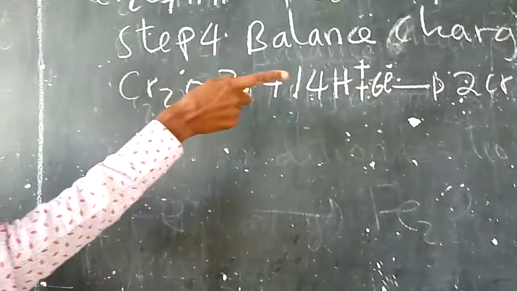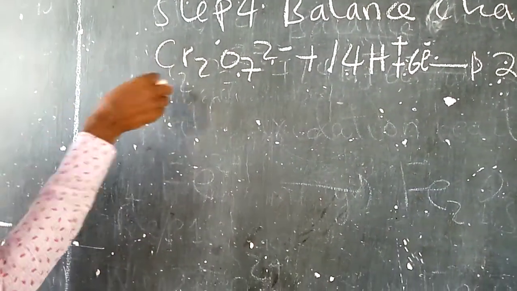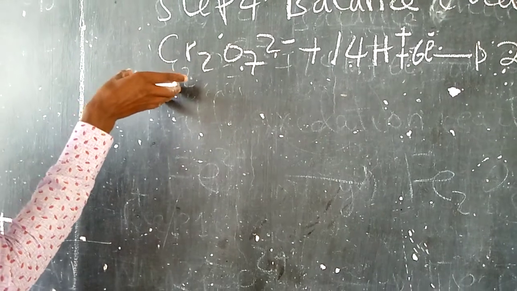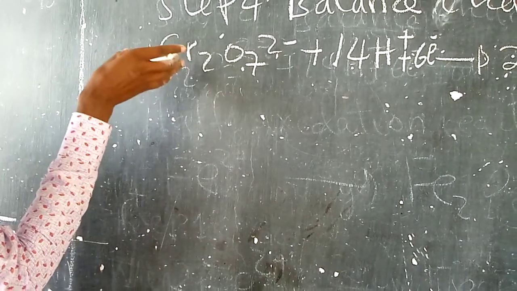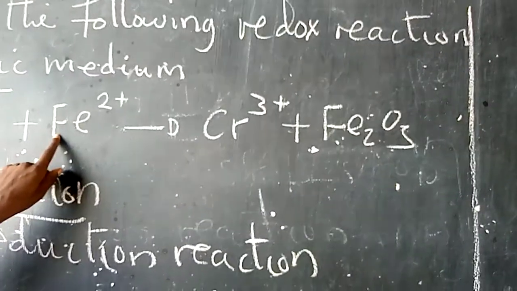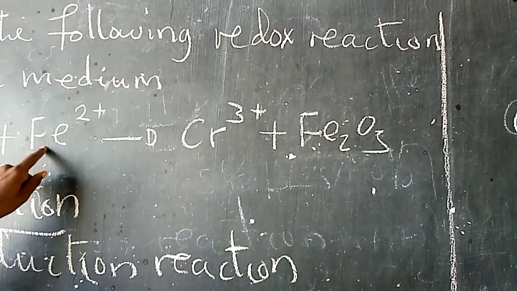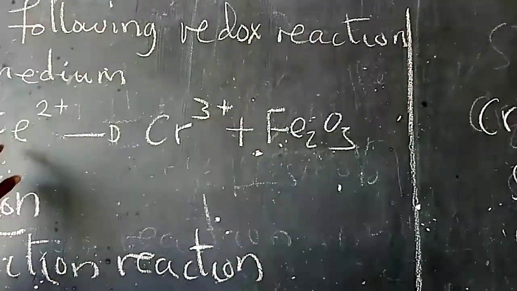That is equation 4. Now, our equation here is half reduction reaction balance. So we are going to balance the half oxidation reaction. And the half oxidation reaction here is iron 2 going to iron 3. So we are going to balance iron.